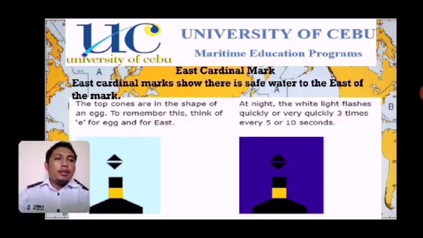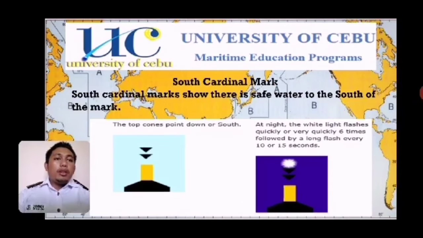So next is the south cardinal mark. The south cardinal marks show there is safe water to the south of the mark. So in the picture, the top cones point down or south. So the top cones of south cardinal mark is opposite to the top cones of the north cardinal mark.